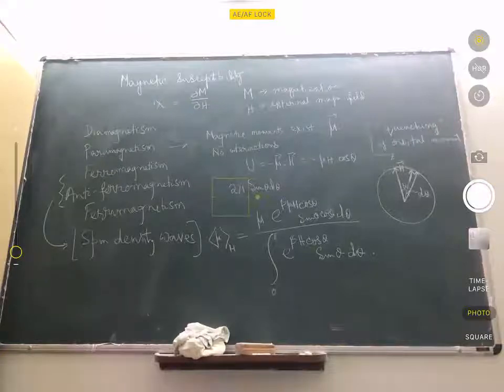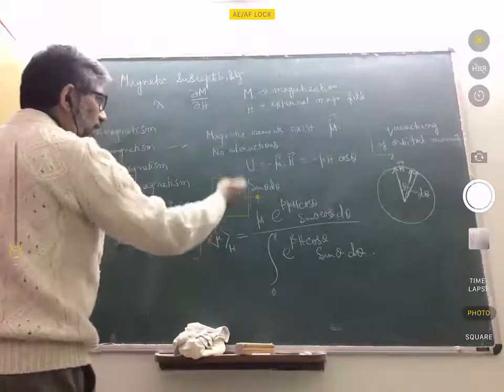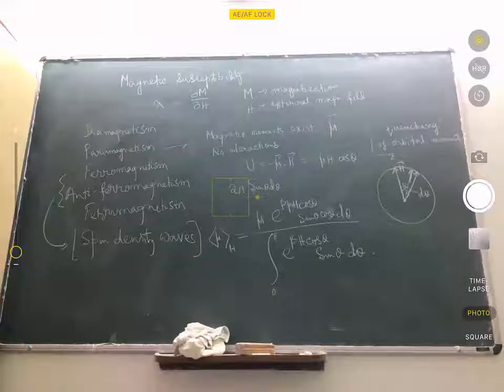All right. So again, as I said, I won't get into the evaluation of it. Just let me make sure that I have written all the factors correctly. So this is for one moment, one of the magnetic moments. And when I have a collection of N, capital N of them, I'll simply multiply this by N because each one of them is behaving independently.